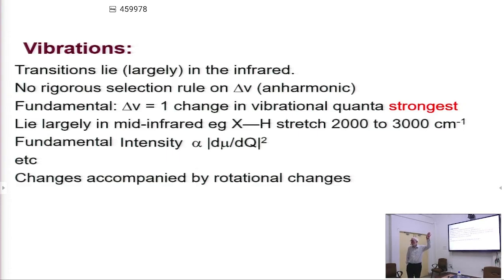They're not like the difference between allowed and forbidden transitions, which should tend to be 10 or 8 orders of magnitude. There may be 1 order of magnitude difference. So the fundamental is always 1 change in the quantum, normally implicitly from the ground state to the excited state.